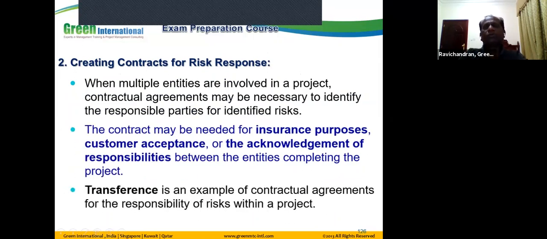Yeah, this is what I told you. Creating contracts for risk response.